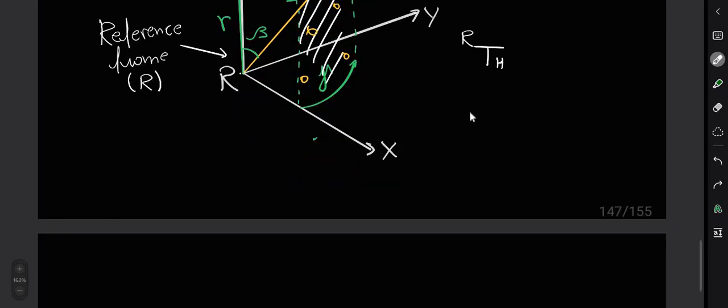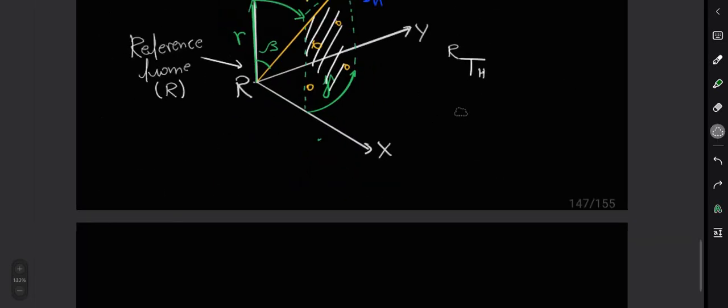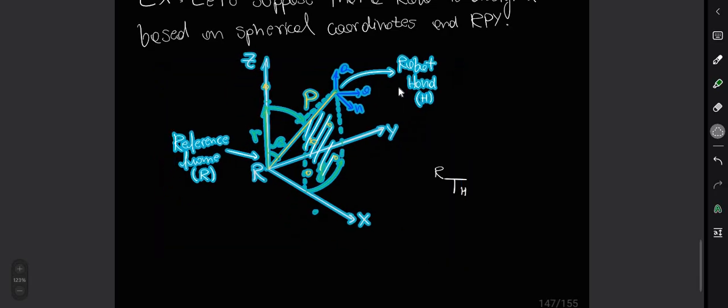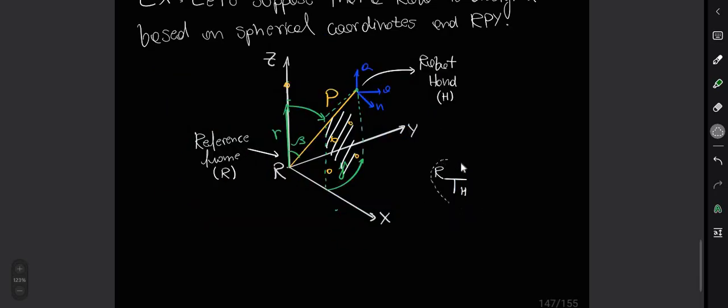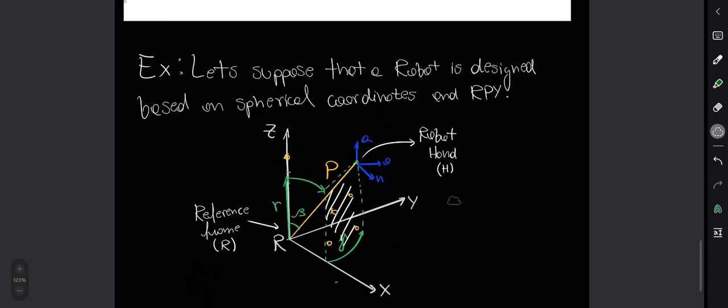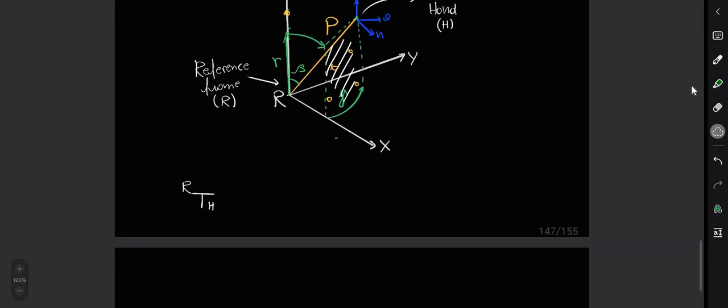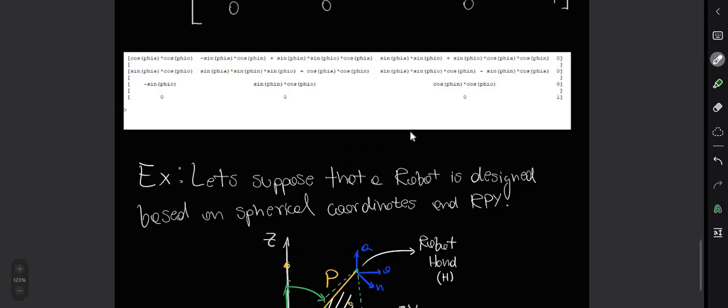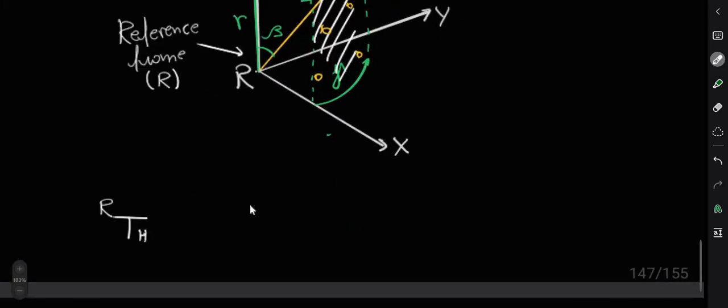Okay, so let me make this smaller so I can write the transformation equation. The example is, let's suppose that the robot is designed based on spherical coordinates and RPY. And the statement that I read, but didn't write, let me repeat again.